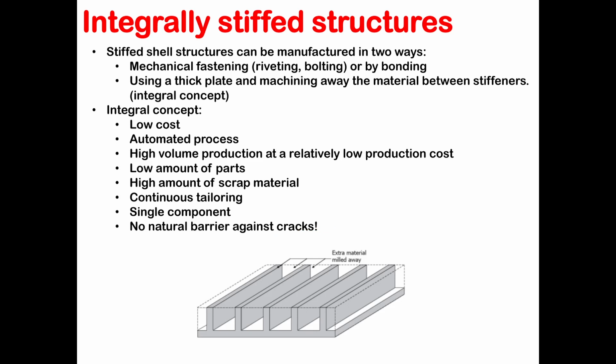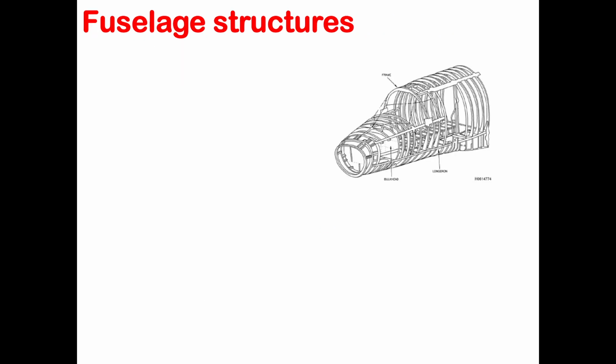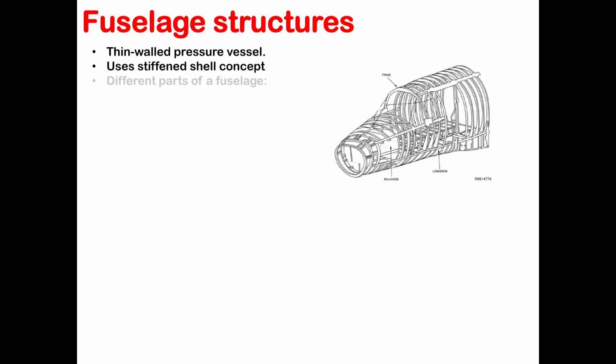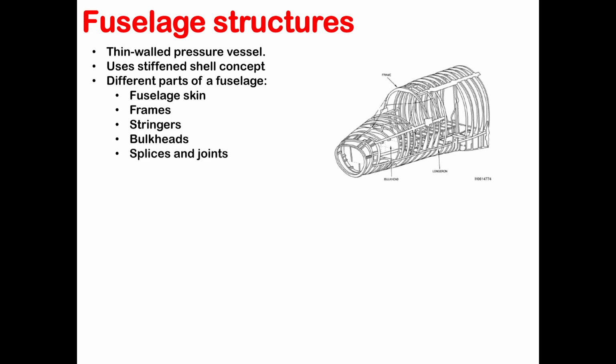Okay, so we can use all of these structural concepts and put them together to create different parts of your aircraft. The first part we want to introduce is the fuselage structure, which is a thin-walled pressure vessel. It usually uses the stiffened shell concept. It has different parts, of course. We have the fuselage skin. We have the frames of the fuselage. We have the stringers. We have the bulkheads. And we also have the splices and joints.